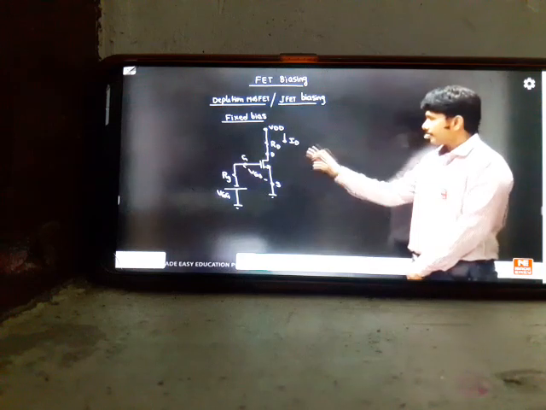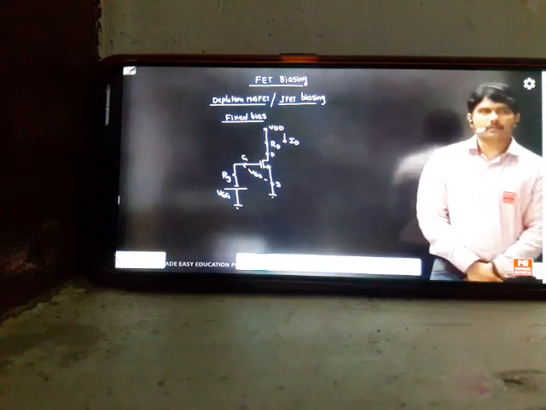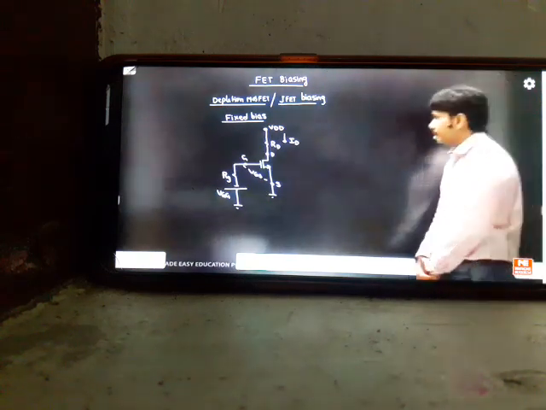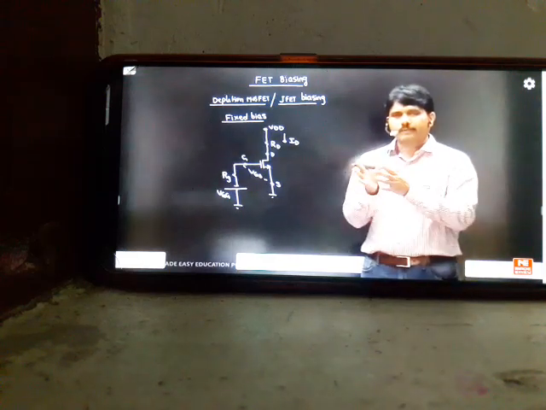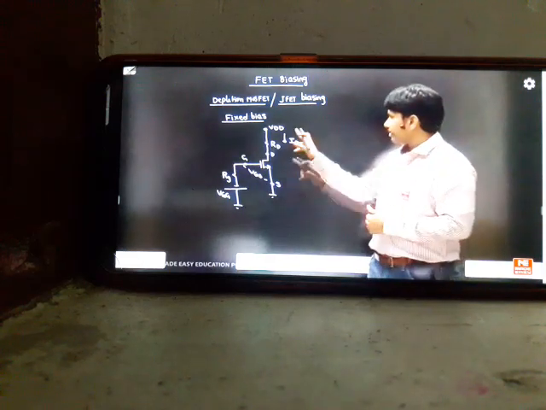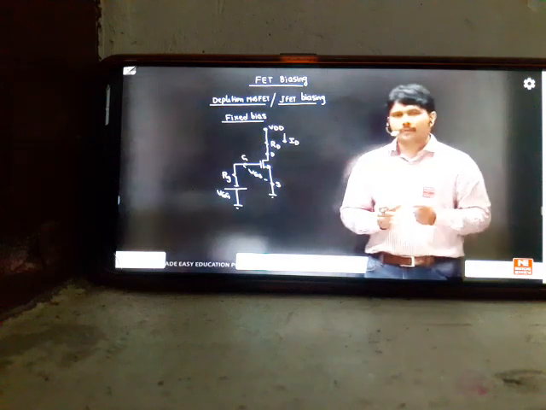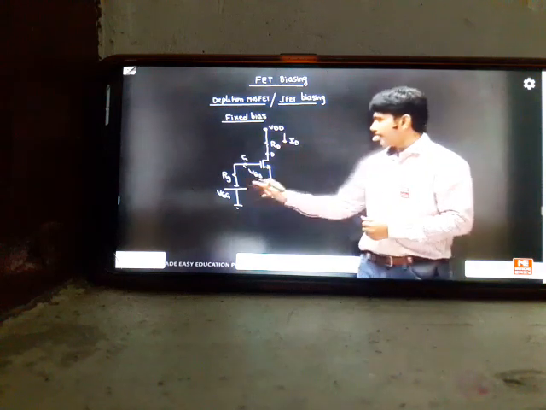Please note it. Can you observe some important points in the diagram? Try to understand what is new in this fixed bias circuit. In BJT class, fixed bias means only we have a VCC supply, one RC resistance, one RB resistance. But in this class, there are two different batteries in fixed bias. One battery is a positive battery, which is called VDD. One battery is a negative battery.